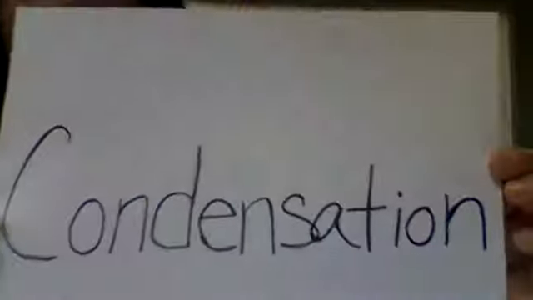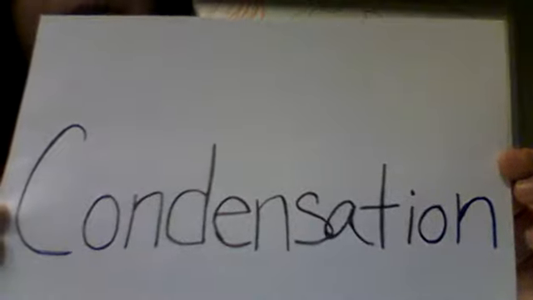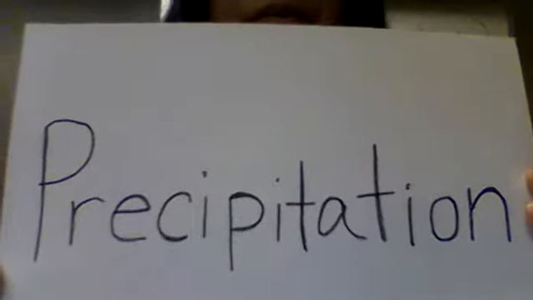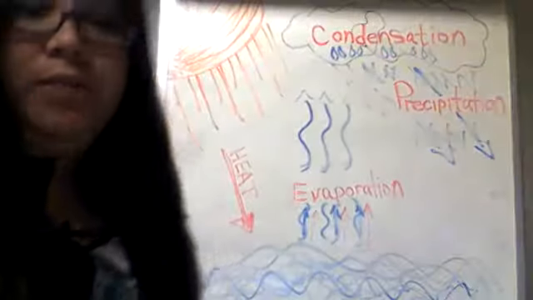Evaporation, condensation, and finally precipitation. So those are the three main vocabulary words about the water cycle. And I'll go ahead and explain what the water cycle is on this whiteboard behind me right here.